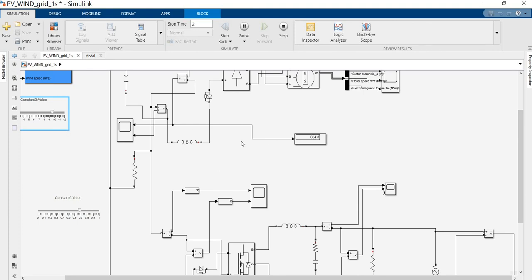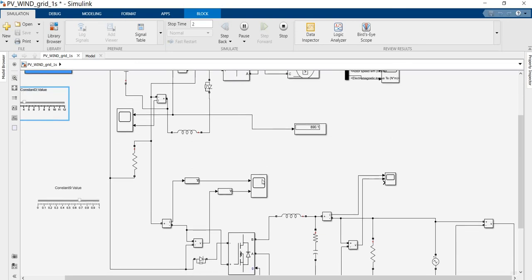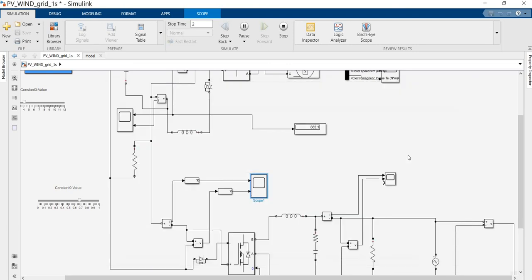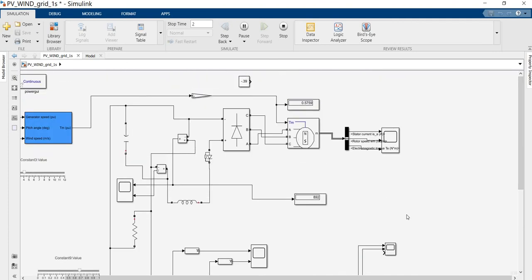If I change it further, the generated voltage will also change. Again, I am going to reduce the wind speed, and this will also change. So this is the procedure for the PMSG-driven operation. Whenever the wind speed changes, this operation will be realized here. So that is the PMSG-driven grid-connected wind power generation system.